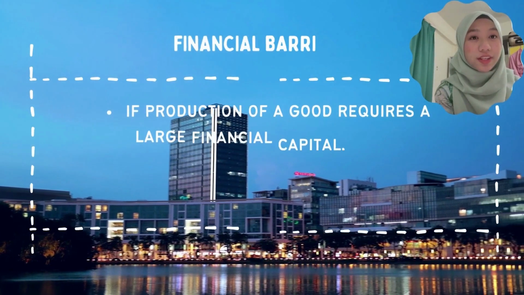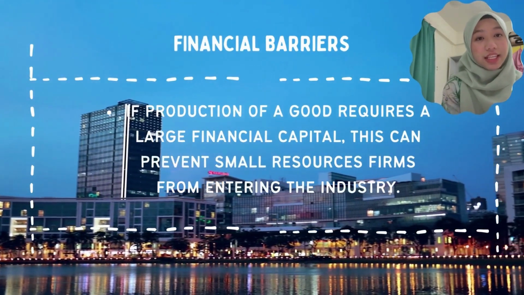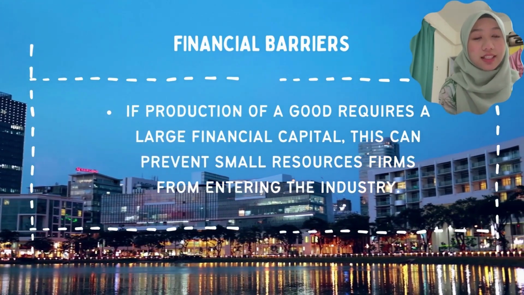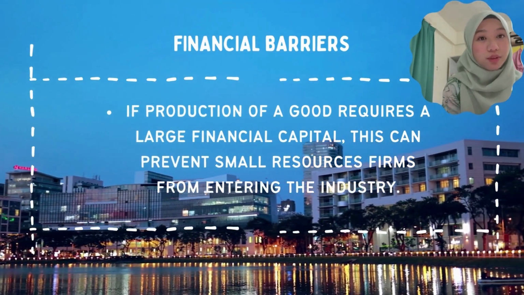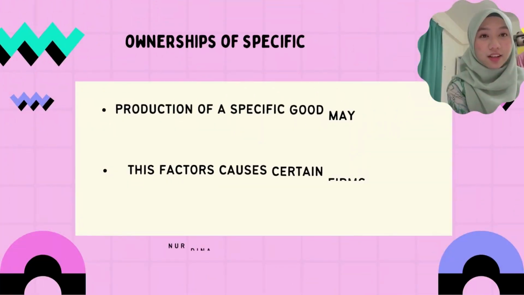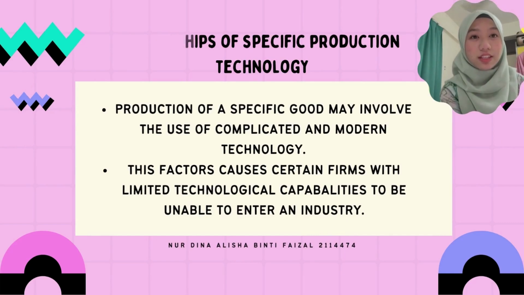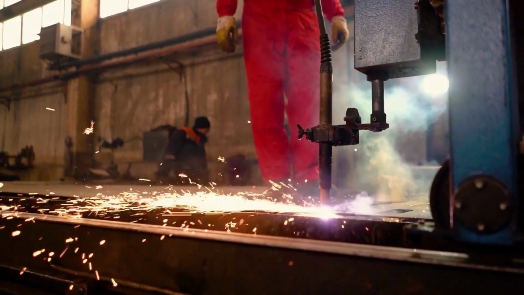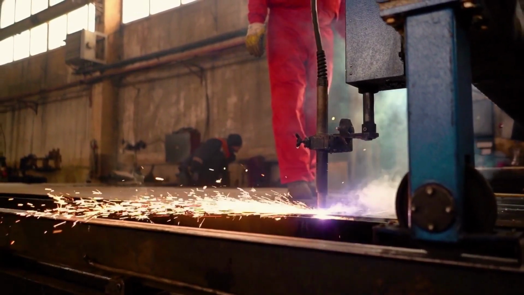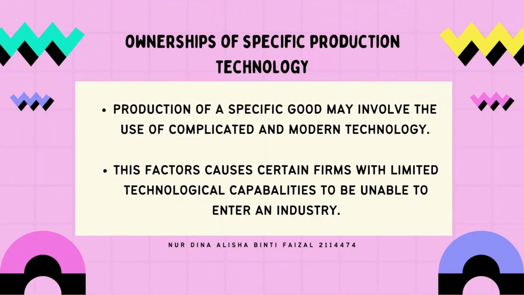Next, there are also financial barriers, which means if production of a good requires a large financial capital, this can prevent small firms with limited resources from entering the industry. Next, ownership of specific production technology. Production of a specific good may involve the use of complicated and modern technology. These factors cause certain firms with limited technological capabilities to be unable to enter an industry.